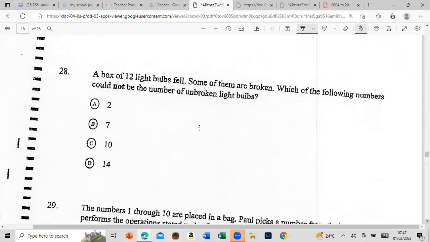A box of 12 light bulbs fell. Some of them are broken. Which of the following numbers could not be the number of unbroken light bulbs? And that's easy. Since it's 12 bulbs, it can't be 14.